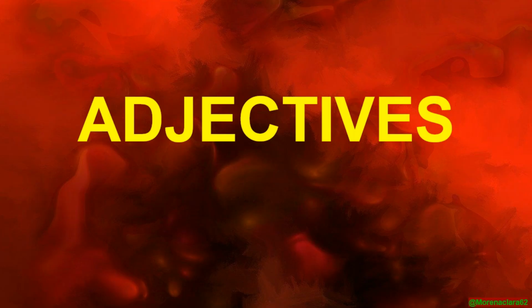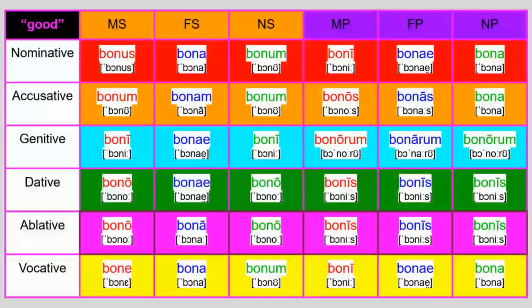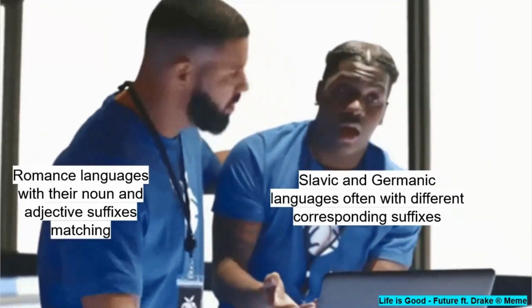Alright, it's time to run through some adjective declensions. Latin adjectives had the same 3 genders, 2 numbers, and 6 cases as the nouns, including the vocative distinction, and all the endings were identical to those of the nouns. It's a super convenient system if you ask me.